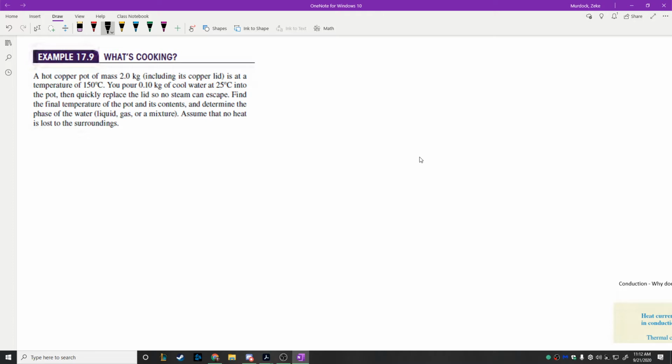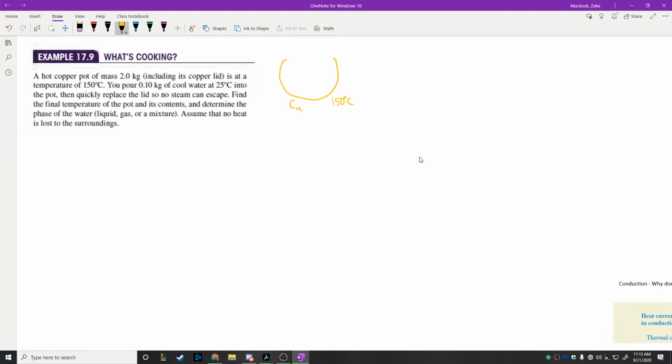So here's an example problem, also from your textbook. It says we've got a hot copper pot with a mass of 2 kilograms, including its copper lid, and it's at a temperature of 150 degrees Celsius. You pour, I really should draw a picture of these things, right? So we've got our copper pot, and into this, well, we know what its temperature is. It starts off at 150 degrees Celsius.